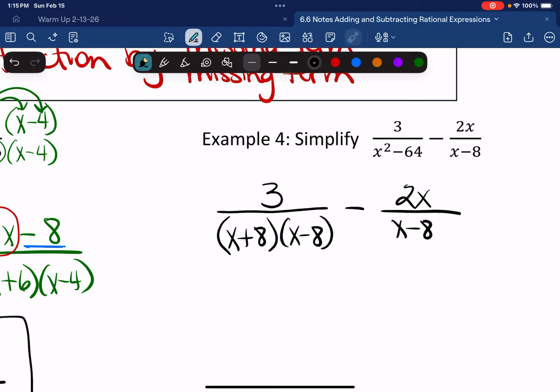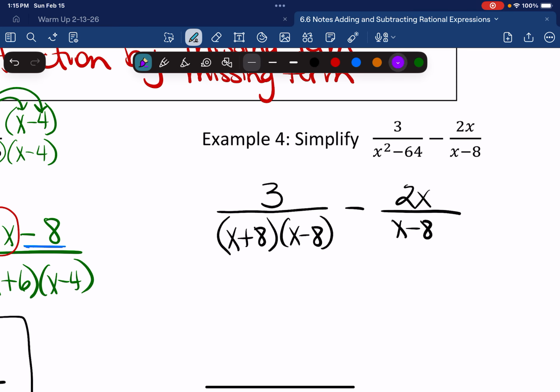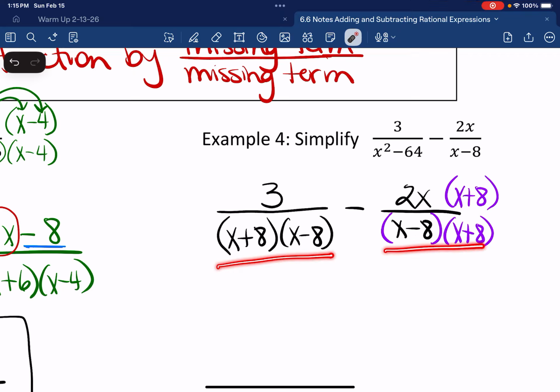So what do they have in common? Well, I see that they both have an x minus 8, but this denominator also has an x plus 8. So I need to go ahead and multiply this denominator by x plus 8 so that they now have a common denominator, which means I still need to multiply this numerator by x plus 8 also. Now, I don't need to do anything to this first fraction because just by multiplying the second one by x plus 8, they now match. We now have a common denominator, so I can leave that first one alone.